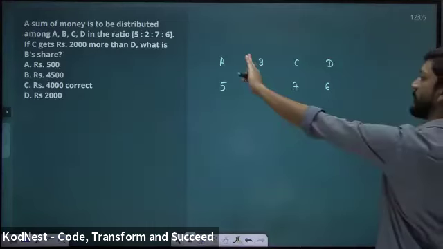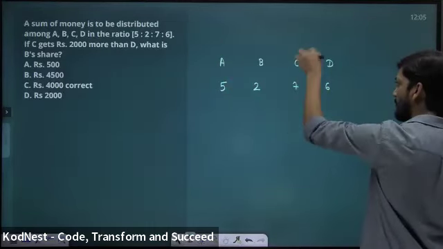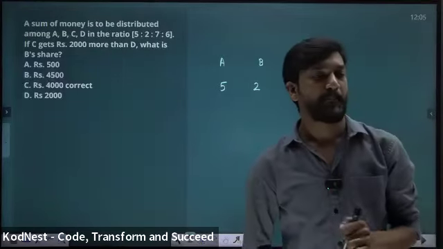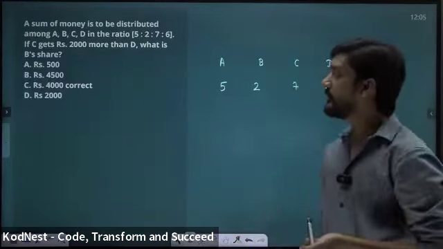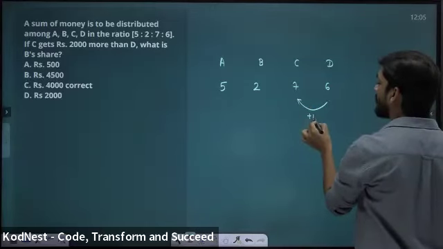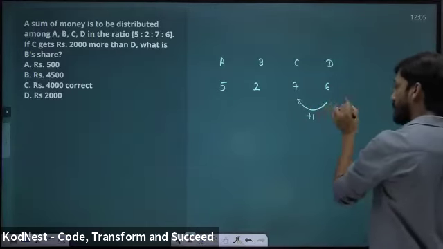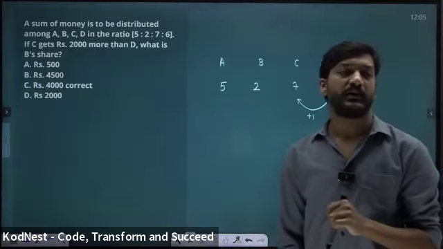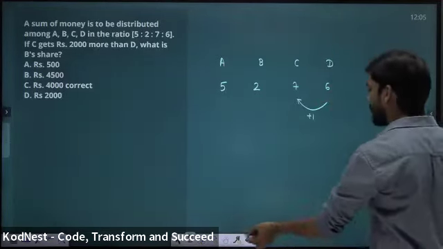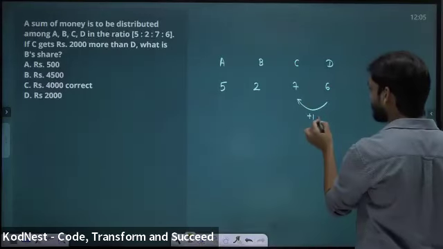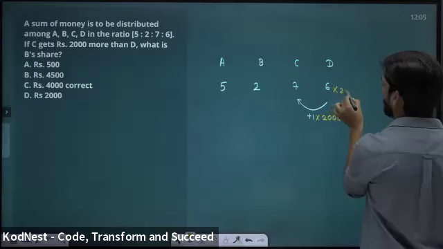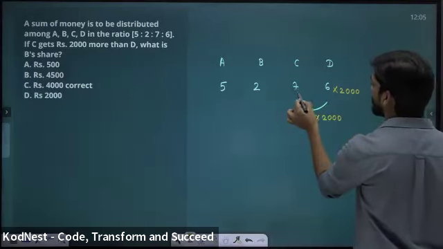No. See the 2000 later. In these values, C is getting how much more than D? 1. I want 2000. Here I am getting C is getting 1 more than D. I want 2000, so what should I multiply? 2000. So once you multiply by 2000, the values will match the question. So everywhere multiply by 2000.